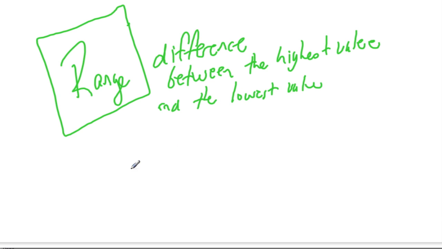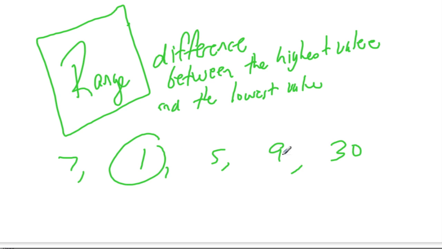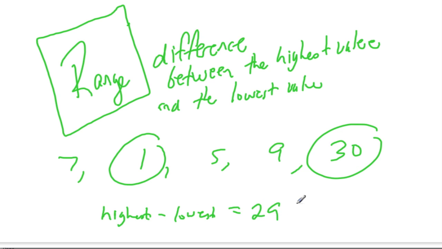I think the only source of confusion is if you have numbers 1, 5, 7, 9, and 30, in what order do we subtract? Well, do you do the lowest minus the highest, or the highest minus the lowest? I would like you to think about it as highest minus lowest. So the range here is 29 units, and that would be your answer.